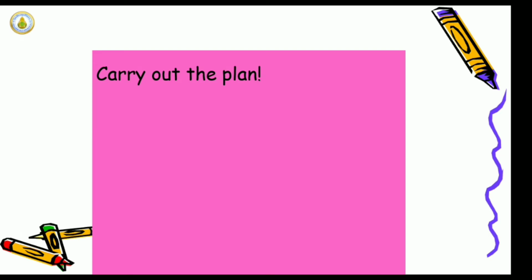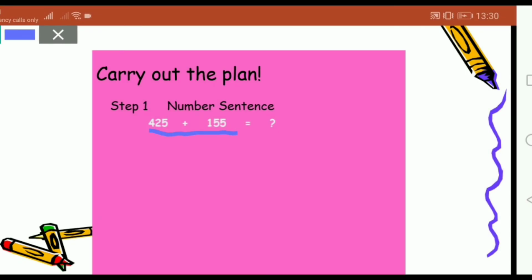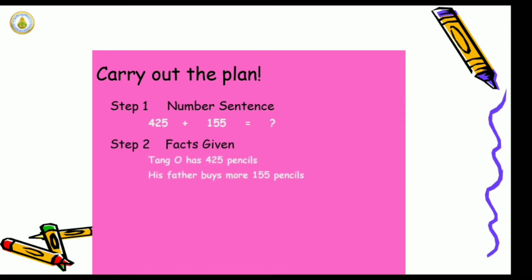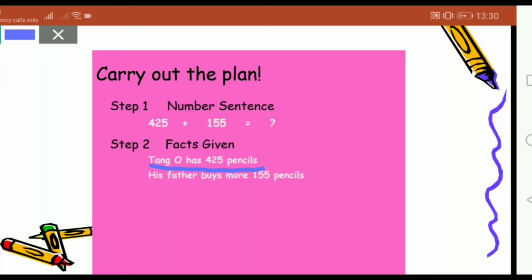Carry out the plan. Step 1. Write the number sentence. Our number sentence is 425 plus 155 equals. Step 2. Write the facts given. What are the facts given? In the problem, it says Tang O has 425 pencils, and his father buys 155 more pencils. These are the information that are given.